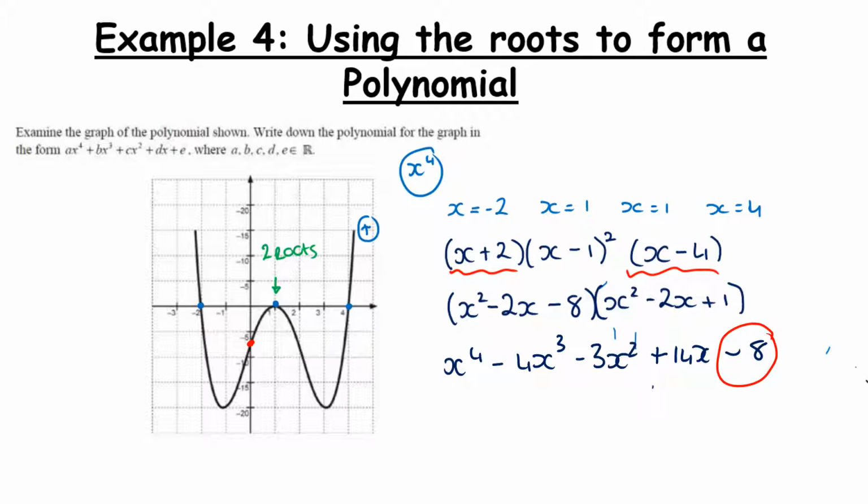Okay, so that looks absolutely fine. So in this case, A is 1, B is -4, C is -3, D is 14, and E is -8. It doesn't specify you need to show what they are. They've only asked that in this given form. So because of this function, I'm going to call this f of x, and we're done.